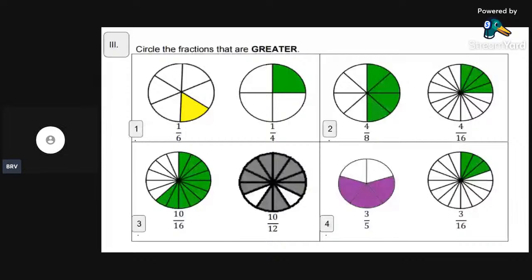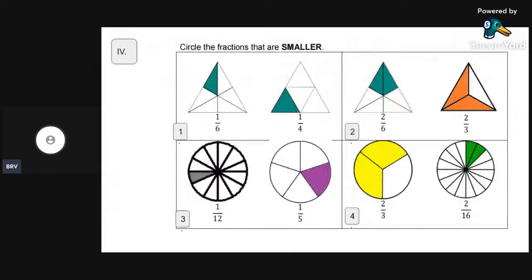Okay, so test 4. Circle the fractions that are smaller. It's the same as what you did before. I'll give you time.